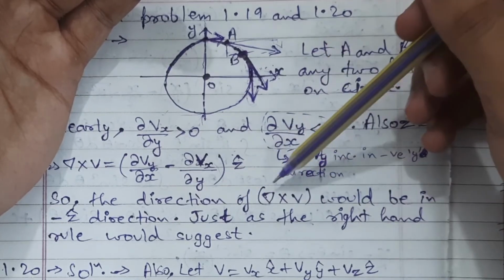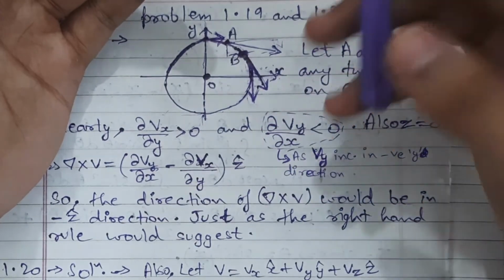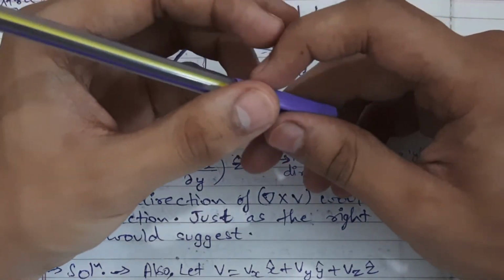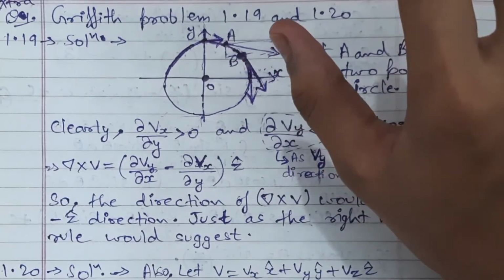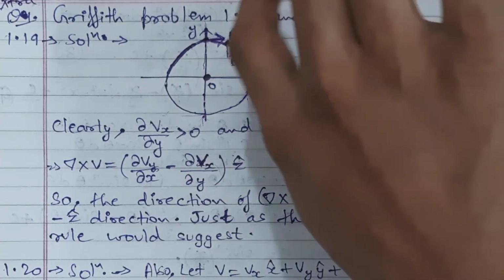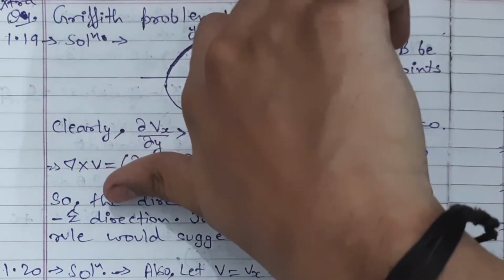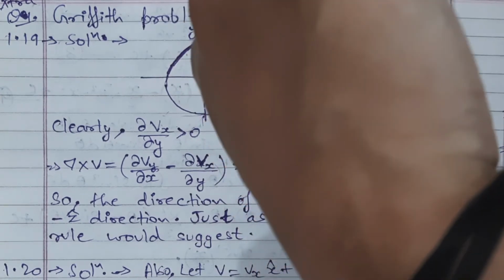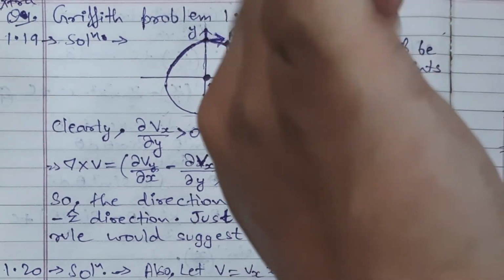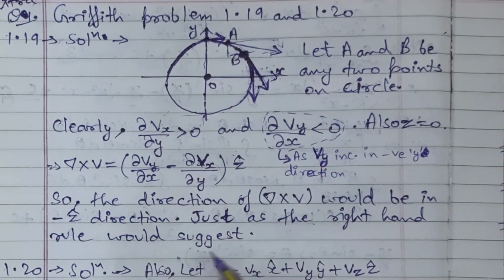So the direction of curl of v would be in the minus z direction, and the geometrical interpretation of curl is: if we move our right hand in the direction of the vector v, the thumb comes out to be in the negative z direction, which is to be expected as the right hand rule would suggest.